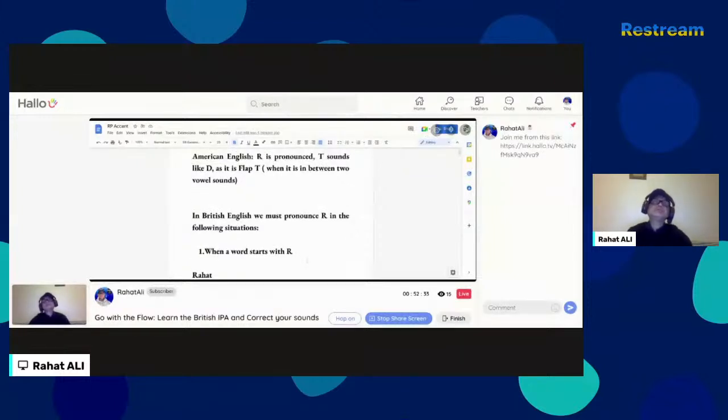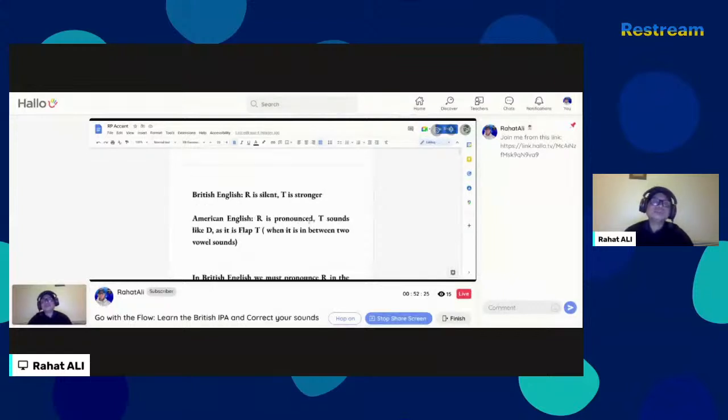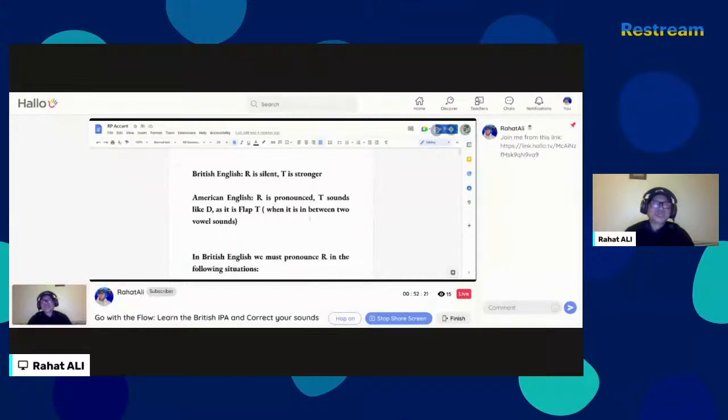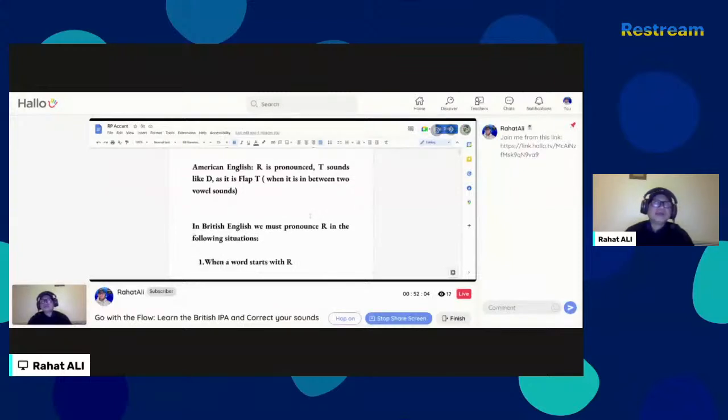British English is called non-rhotic because in most cases R is not pronounced and T is stronger, whereas American English is rhotic. R must be pronounced, and in most cases T sounds like D or flap D when it is in between 2 vowel sounds.